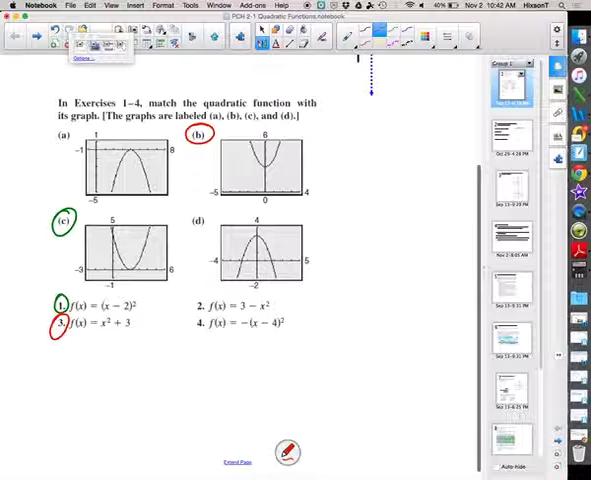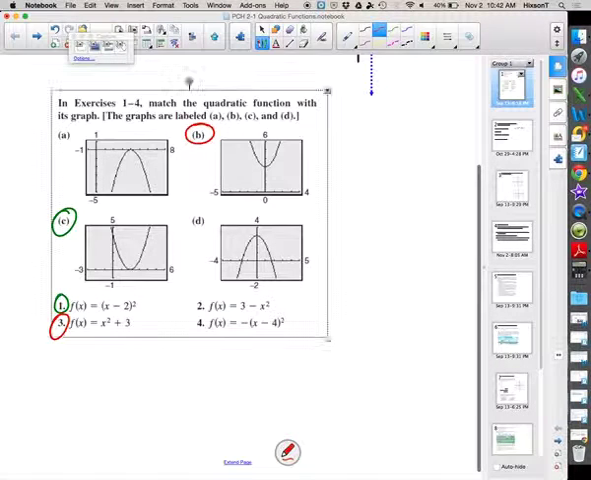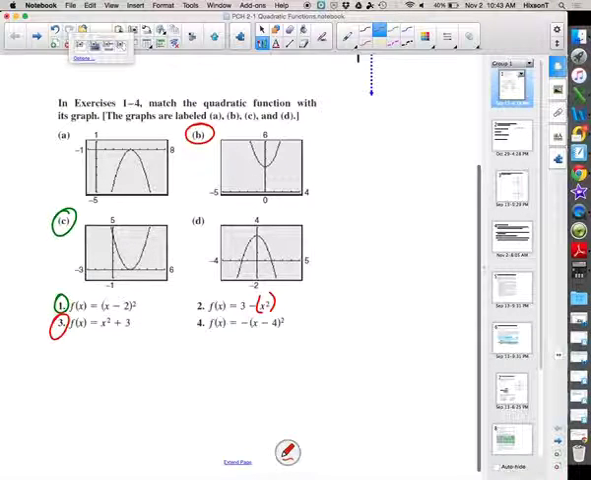Numbers 2 and 4, there are a couple of things going on with each of those. What does the 3 do on number 2? Brings it up 3. And then what's the negative in front of the x squared do? Reflects it over the x-axis. Notice the entire x squared is being made negative, so that's a reflection across the x-axis. So it's moved up 3 and it's reflected down. That's D right here.